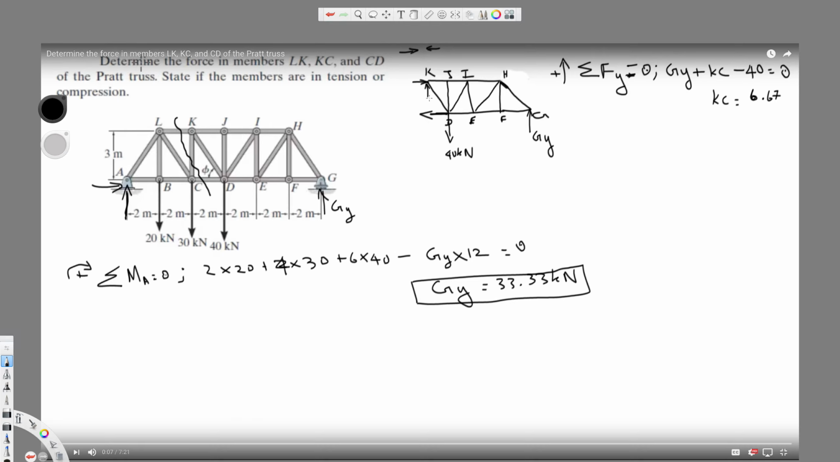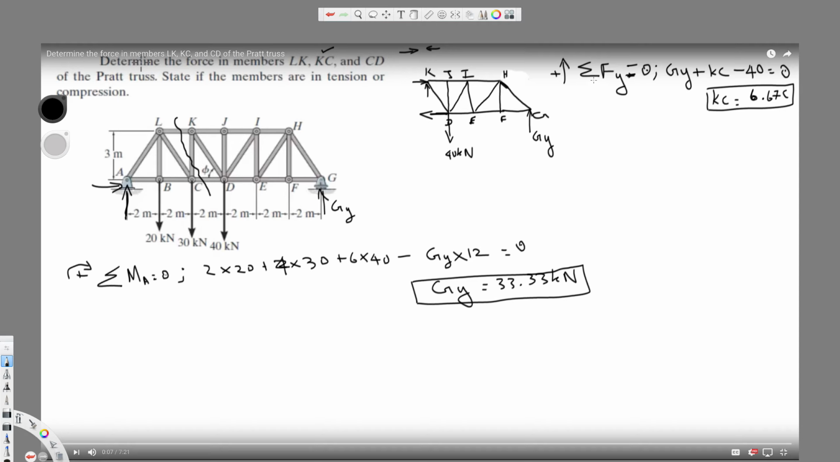In a line, if two things face each other, it's a tension. But if something is moving away, it means a compression. Therefore KC is a compression. We have found KC already. Since we have KC, we have to find LK and CD. So let's see what we can do.